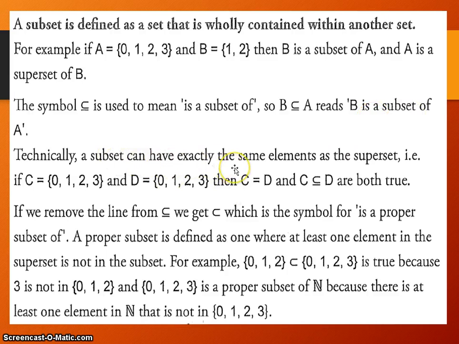Technically, a subset can have exactly the same elements as the superset. So if C has got 0, 1, 2, 3 and D has got 0, 1, 2, 3, then C is the same as D, but C is also a subset of D. Both are true. If we take away the line, we get proper subset. And that's defined as one where at least one element in the superset is not in the subset. So here's the superset, 0, 1, 2, 3, and there's our subset. And this is a proper subset of that.